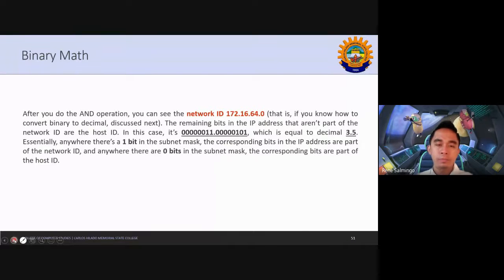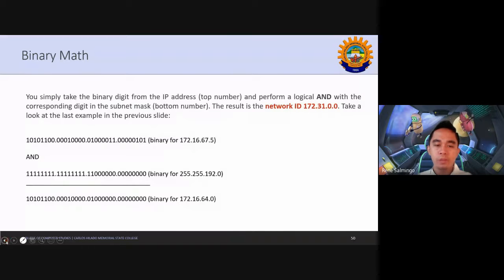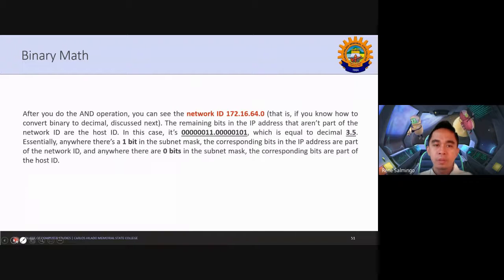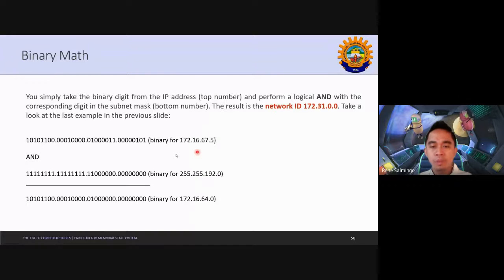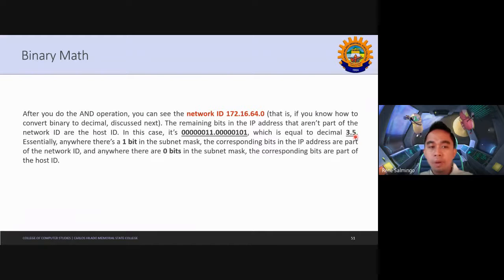Now, earlier you mentioned that we have this output. The remaining bits that are not part of the network ID are the host ID. So in this case, what is the host ID? We are referring to this one. So how do we get the 3.5 host ID?